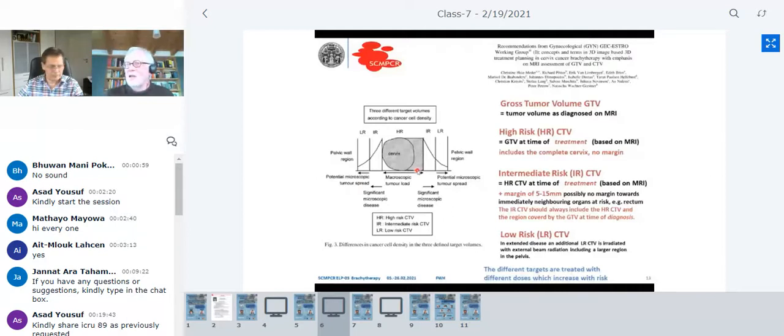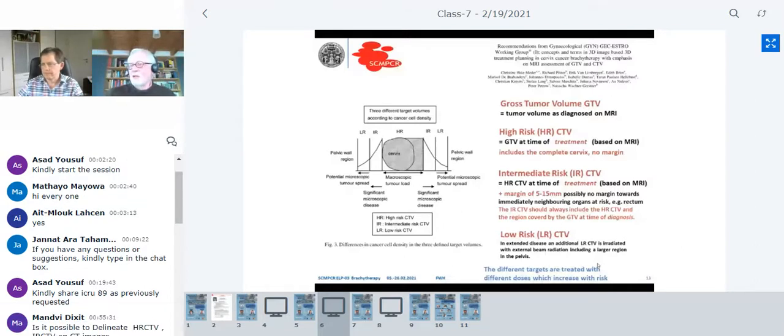In the high-risk region, we will have a large density of cancer cells, and the density shown here by this line will decrease in the intermediate risk target volume and decrease even more in the low-risk target volume. So we have less cancer cells, or smaller cancer cell density, in the intermediate risk and the low risk, and this also allows us to give different, lower doses in the intermediate and low risk target volume. So we have different targets with different doses.